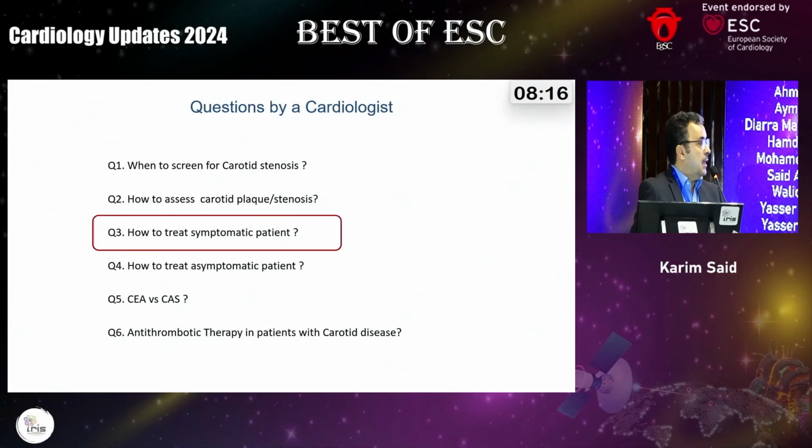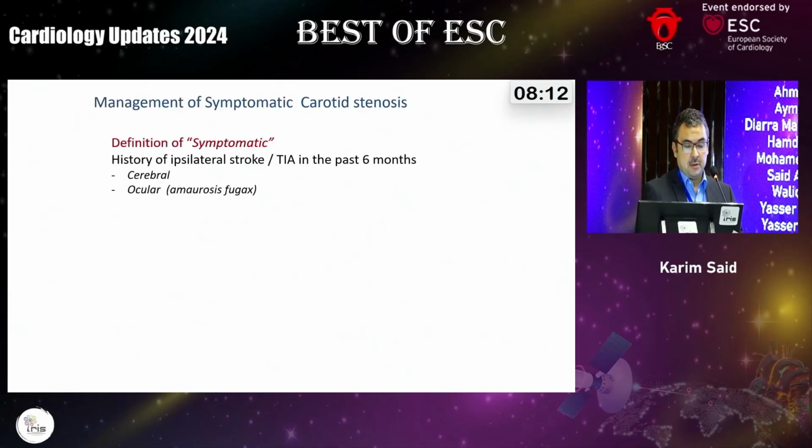Now, if a patient had a stroke or TIA, meaning symptomatic, how to manage these patients? First, what is the definition of symptomatic carotid artery disease? This is a patient who has a history of ipsilateral stroke or TIA only in the past 6 months, whether it is hemispheric affection or ocular amaurosis fugax.